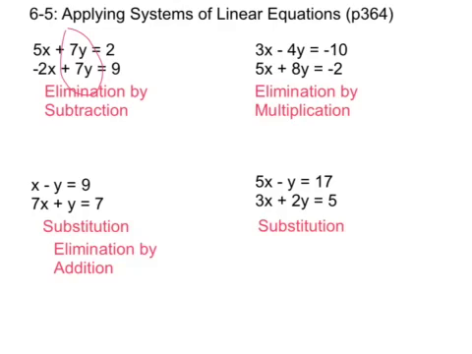So a lot of people would see that this negative y and this 2y, if you multiply the first equation by 2, which is elimination by multiplication, you get 10x minus 2y equals 34, and that negative 2y and plus 2y will cancel each other out and be eliminated.